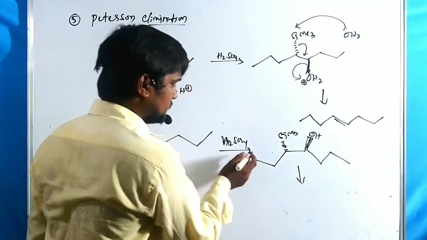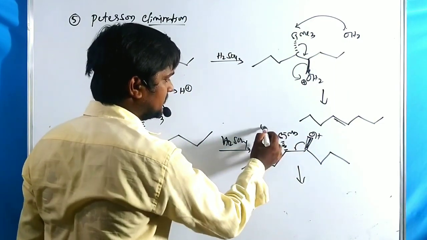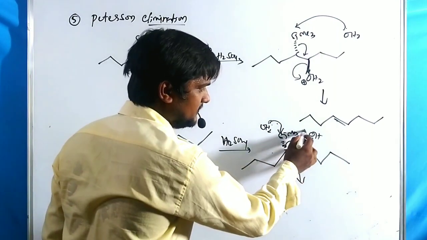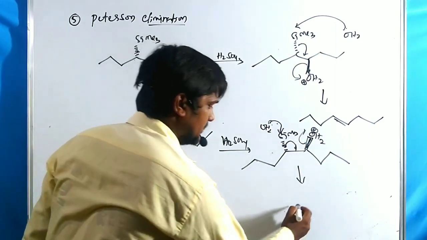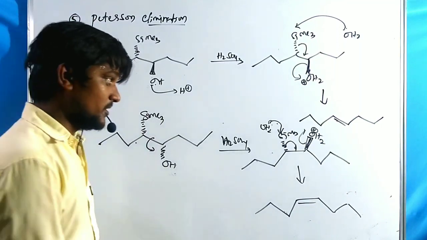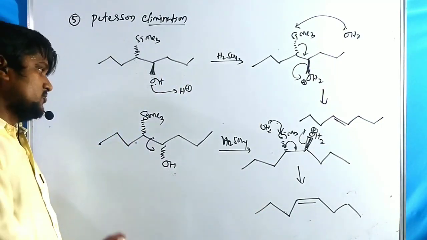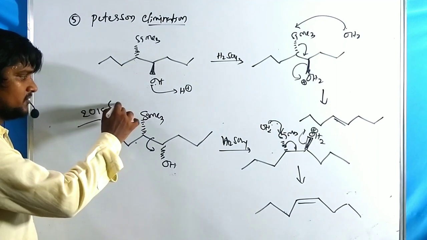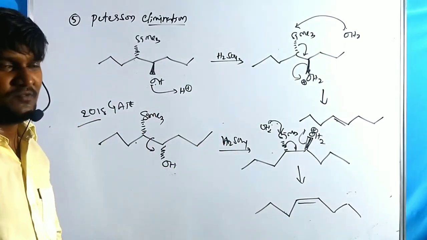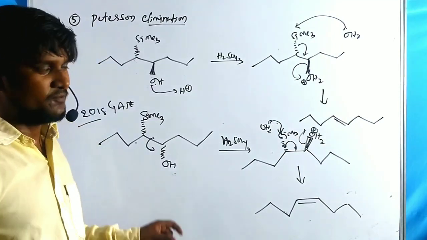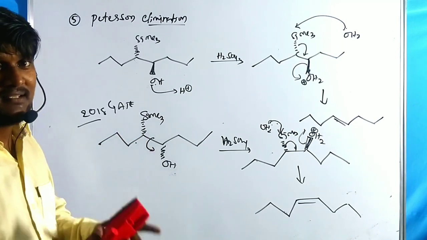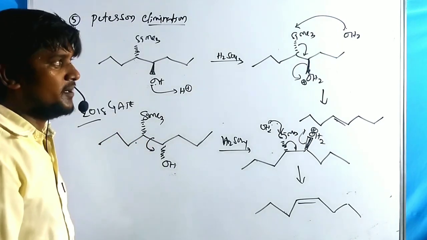Now again OH2 plus is eliminated over there, so the two electrons of the bond will shift like this. So OH2 plus is eliminated, and now we will get this as the major product. This is a 2018 GATE question, a very easy question. Generally an acidic medium requires an anti-periplanar arrangement. That's why the CC bond rotation takes place: the leaving groups are given in the same plane, so CC bond rotation takes place.